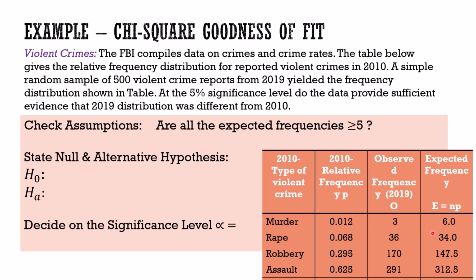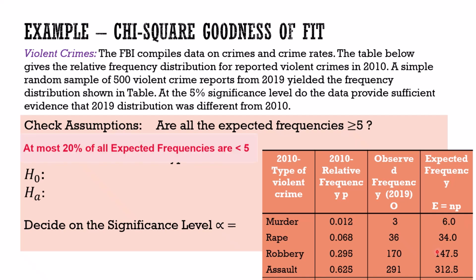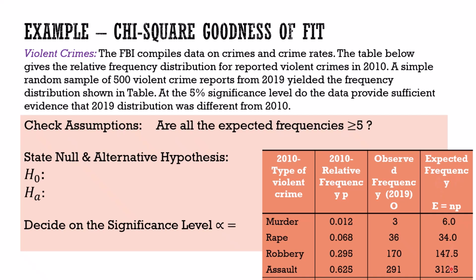Now there was another condition which is applicable only if there are any expected frequencies less than 5. If there are any expected frequencies less than 5, then we have to make sure that at most 20% of the total expected frequency could be less than 5. But it's not applicable in this case because all our E values are greater or equal to 5. All right. Now the next step is to state the null and alternative hypothesis.